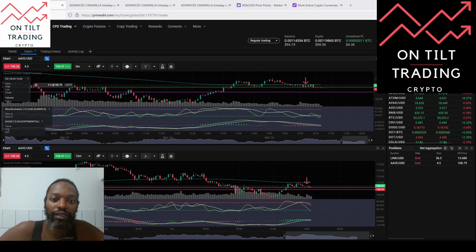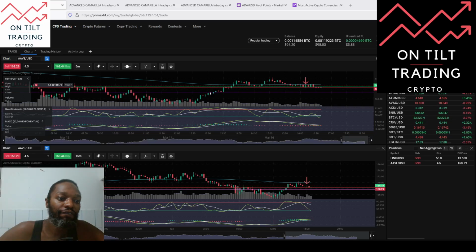So this is candlestick area. This is a volume profile. This is a slow stochastic indicator. This is the MACD indicator. This purple line that you see here, this is Camarilla Pivot S4. This blue line that you're seeing here, this is the 200 exponential moving average.